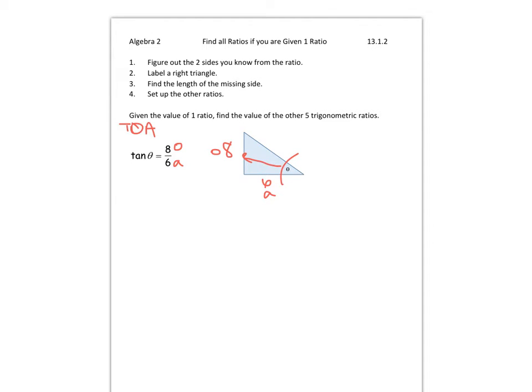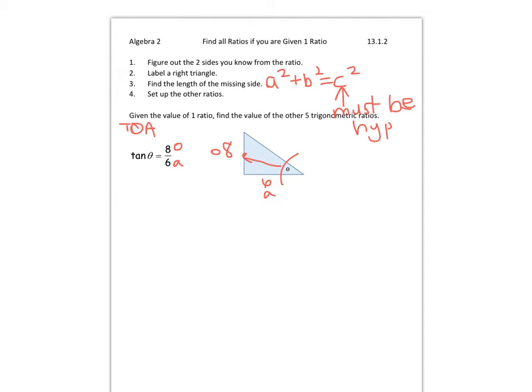Find the length of the other missing side, says step 3. So a reminder that to find missing sides on right triangles, when you already know 2 of the sides, you can use the Pythagorean theorem. And remember that C must be the hypotenuse. No matter what, whether it's a variable or a number, C must be the hypotenuse.